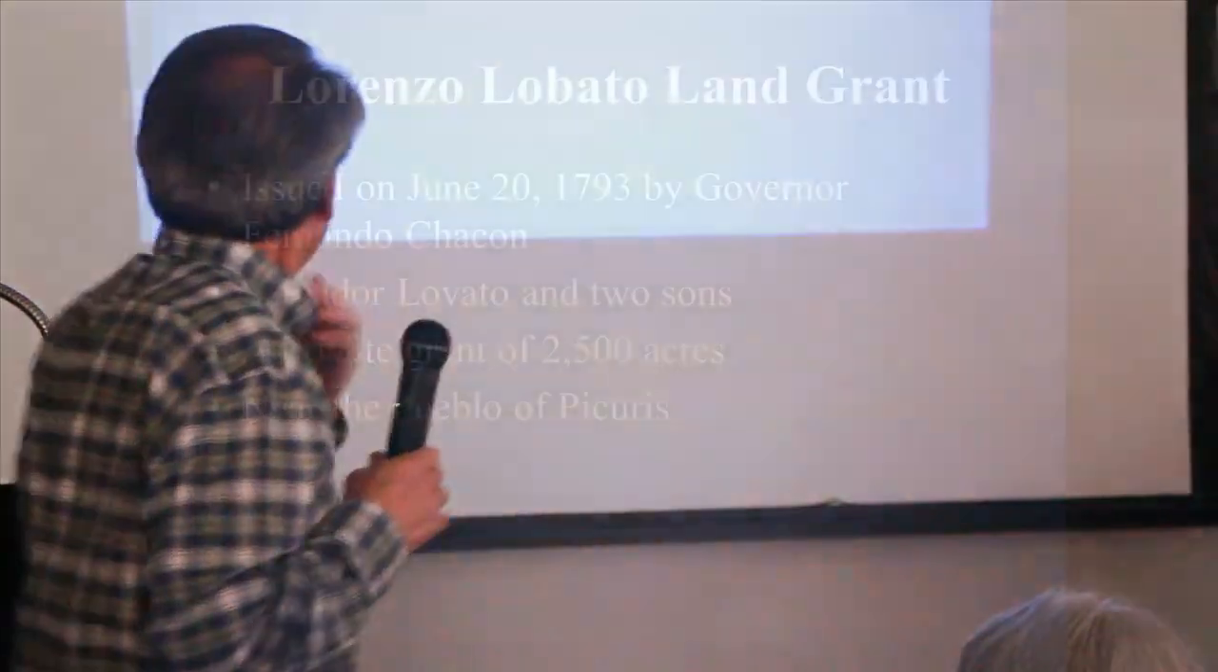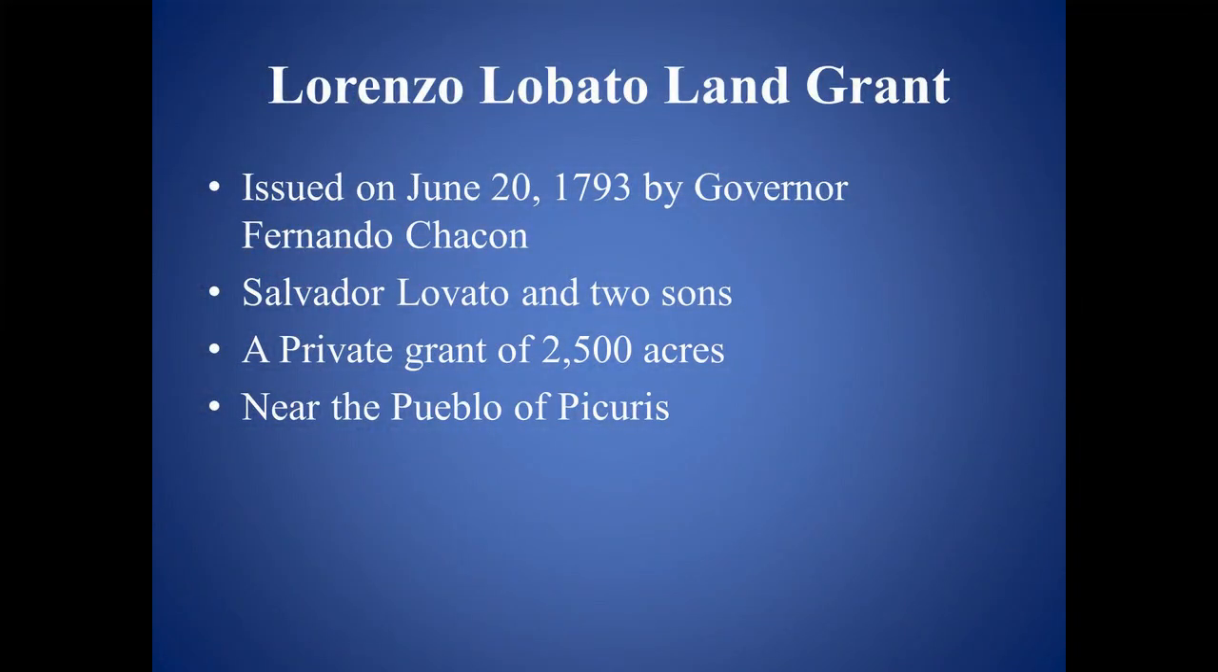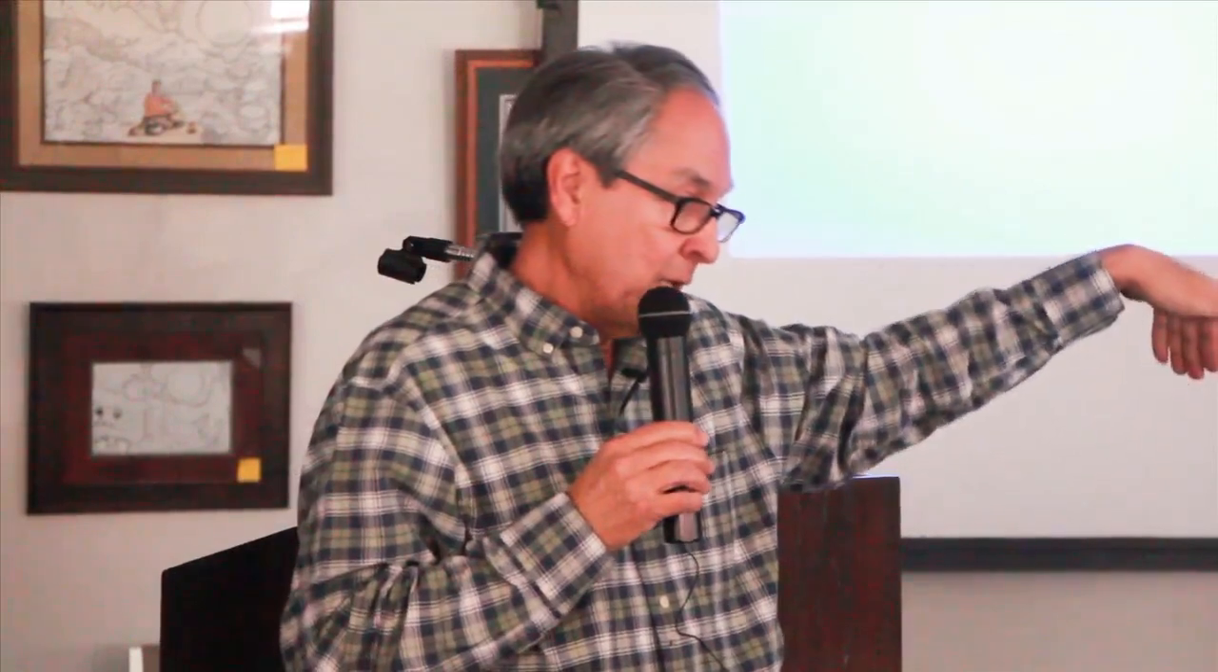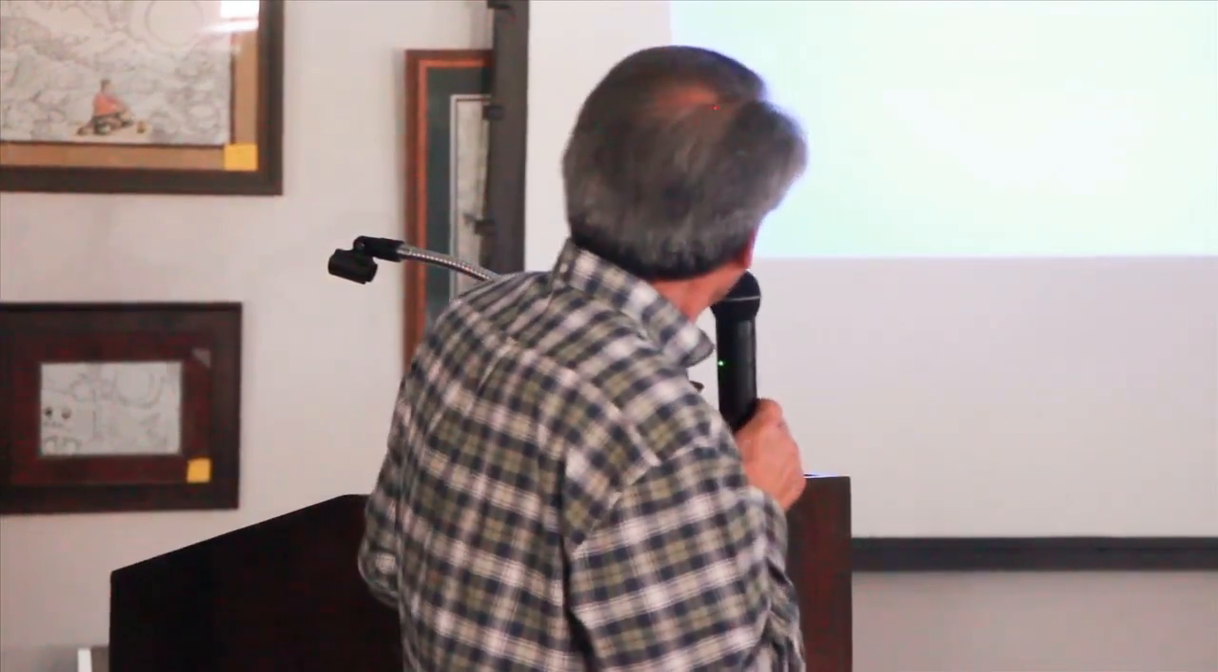Okay, next one is the Lorenzo Lovato land grant. This was a private land grant just to the family of 2,500 acres. And that is located just a little bit north of Picuris Pueblo. As you're going to the top of the hill and you have Trampas, you go down towards Picuris. And then at Picuris, you can either go left to Ambu or you go right to Peñasco. That is in that general area.